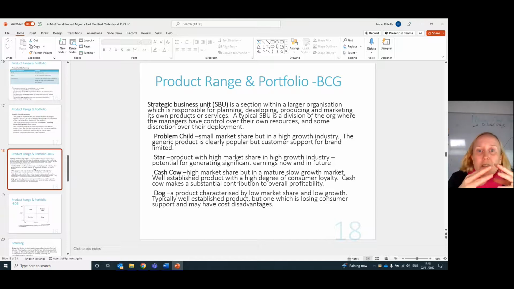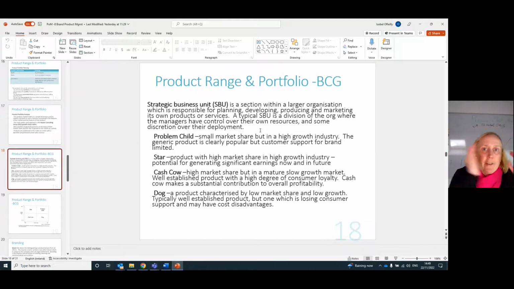So strategic business unit is a section within a larger organization that runs as a separate unit. So as I said, it could be a geographical unit in a multinational organization. So they have their own sales figures, they have their own revenue, they have their own profit figures, and manufacturing perhaps as well. So typical SBU is a division of the organization where the managers have control over their own resources and some discretion over deployment. So they choose staffing and all that sort of thing as well.